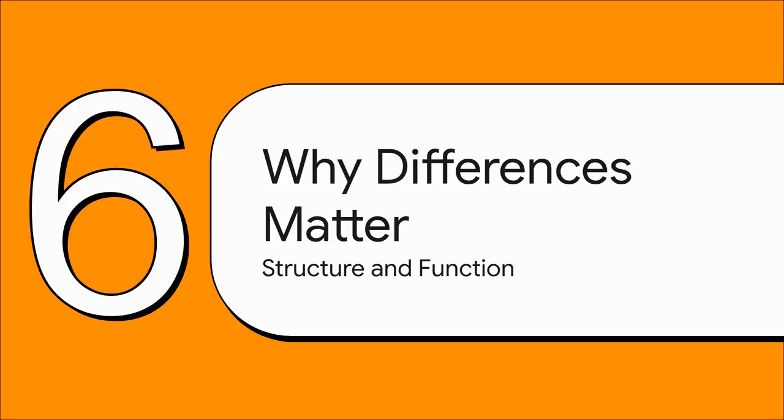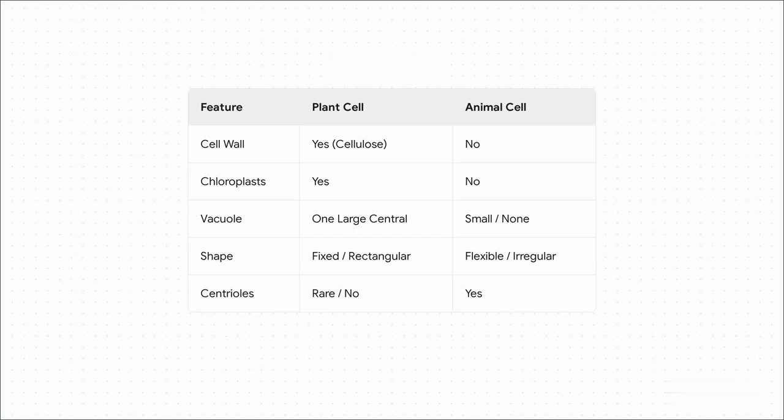So we've seen all the different parts in each city. But so what? Why are they different? Well, it all comes down to the big picture of survival. In biology, structure is always linked to function. This slide is basically your ultimate revision guide. Let's just run through it really quickly.